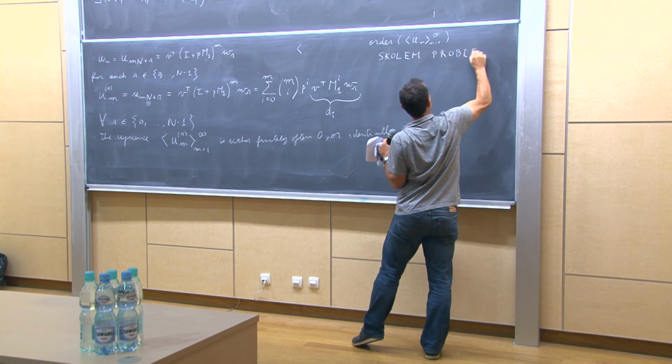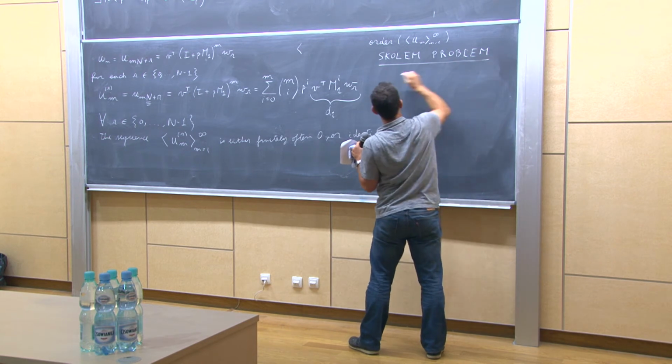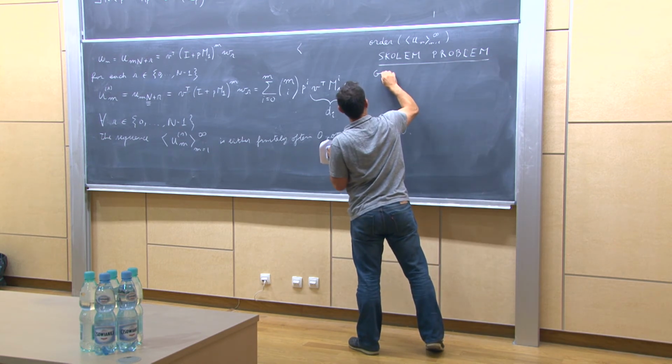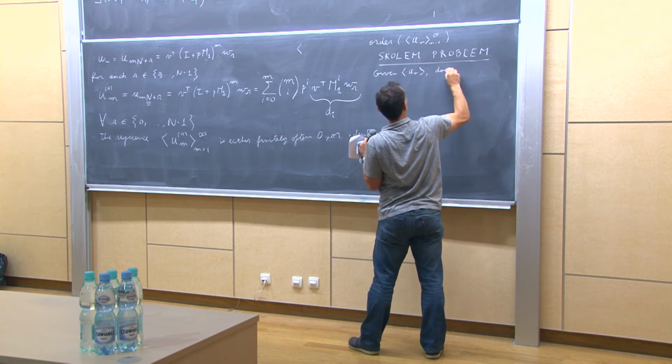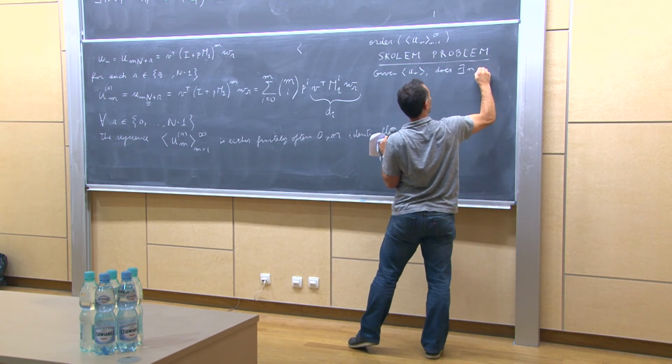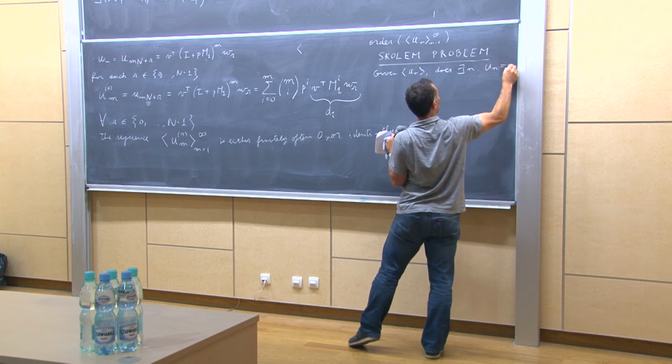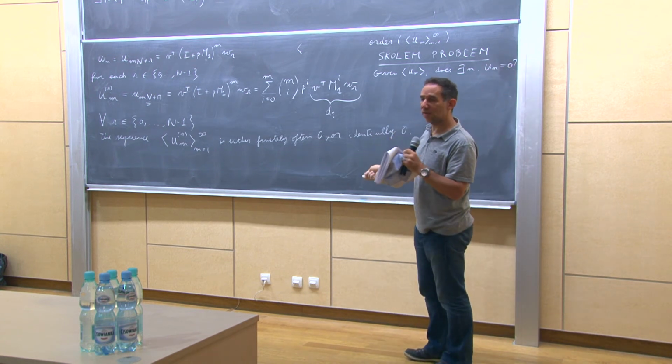I'm just going to write it. That's the problem. So, given u_n, does there exist n such that u_n equals 0? Okay, so does the linear recurrent sequence have a 0?